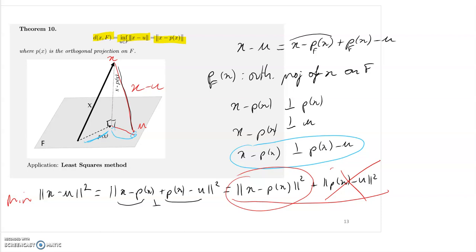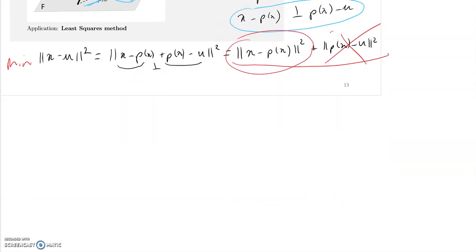Okay, so let's apply this to some simple example. All right, so let's see the following. Simple example in R3. The question is, we have a plane. Let's take a plane when I can write.